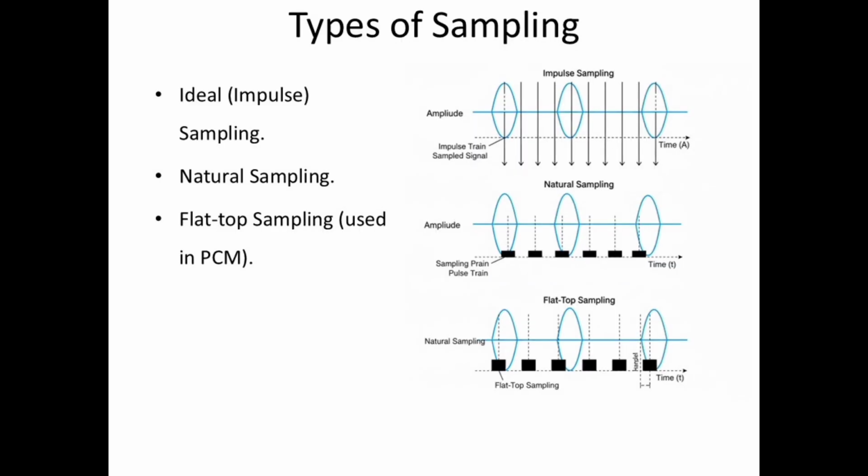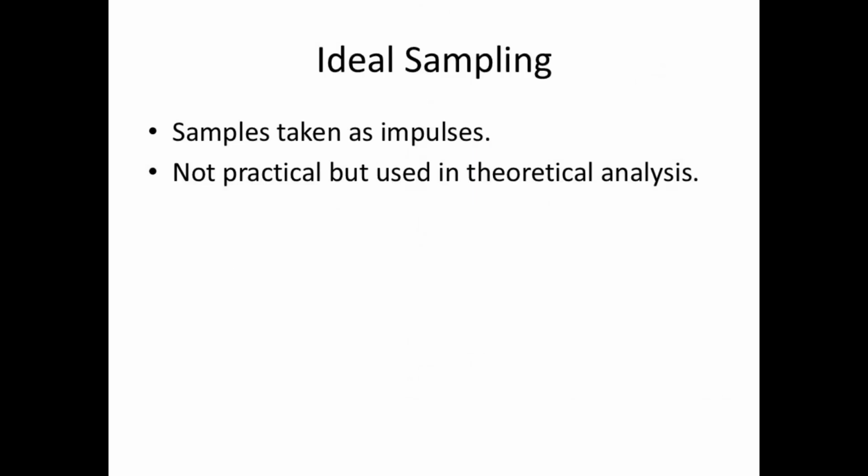There are three major types of sampling used in communication systems: ideal sampling, natural sampling, and flat top sampling. Each of these sampling methods is used for different practical purposes. Let's look at each one briefly. In ideal sampling, samples are taken as very narrow impulses. This method is not practical in real systems but is extremely useful for theoretical analysis and understanding sampling mathematically.